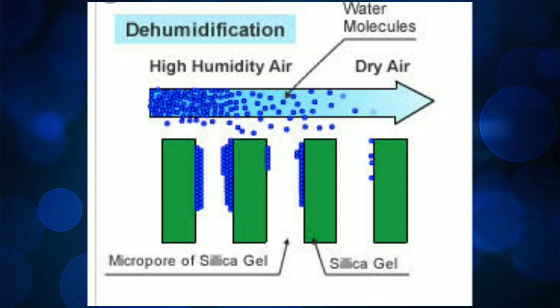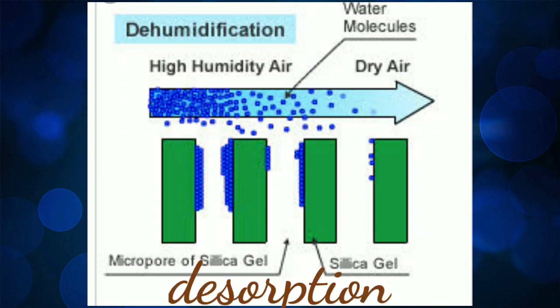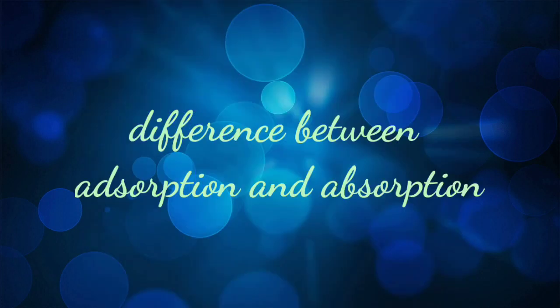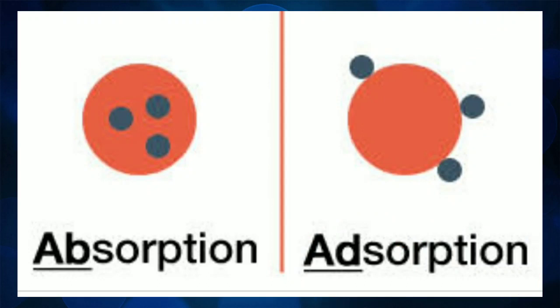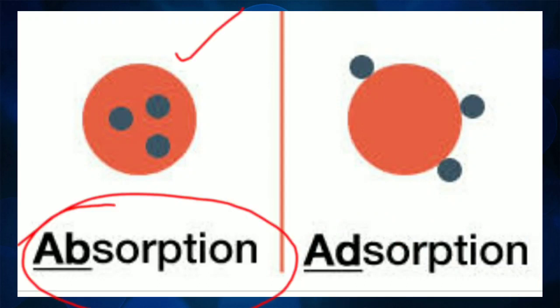Last but not the least example of adsorption is that in the presence of silica gel, the air becomes dry because water molecules get adsorbed on the surface of the gel. The process of removing an adsorbed substance from a surface on which it is adsorbed is called desorption. Now students, if I talk about the distinction between adsorption and absorption, then adsorption is a surface phenomenon. But in absorption, the substance is uniformly distributed throughout the bulk of the solid.